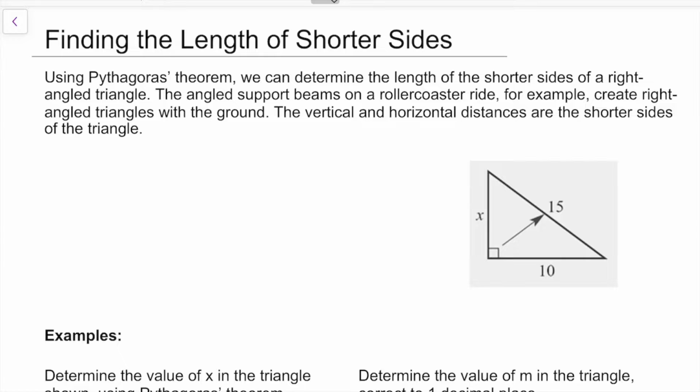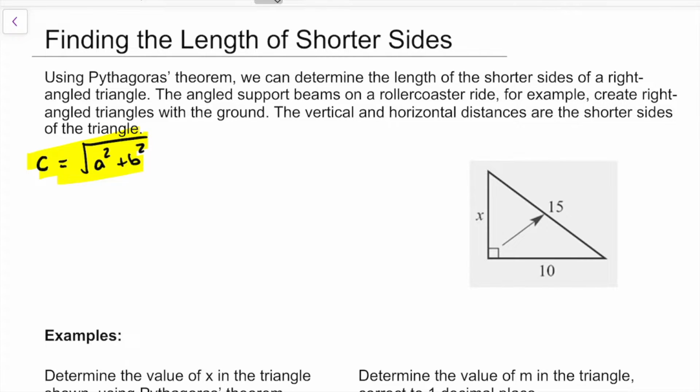We're still reviewing Pythagoras' theorem in this video, but in this one we are going to look at finding the shorter side. So we looked at Pythagoras in the previous video and we determined we could use c equals the square root of a squared plus b squared in order to find our hypotenuse. So the previous one was all about finding the hypotenuse.